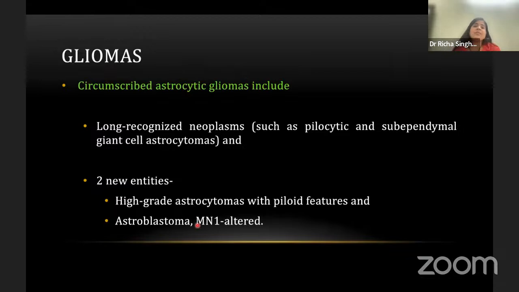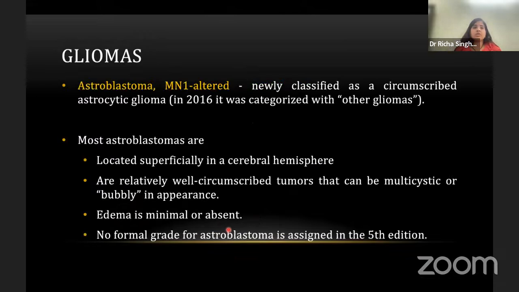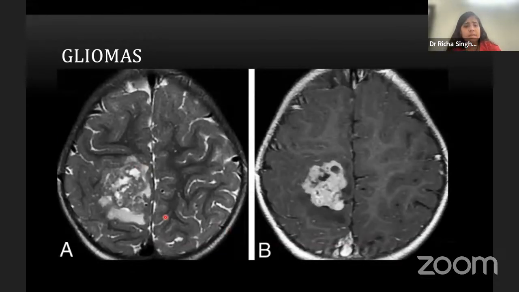Now, other than the adult and pediatric gliomas, there are certain other gliomas, that is circumscribed astrocytic gliomas, which include high-grade astrocytomas with pilocytic features and astroblastoma MN1 altered. So astroblastomas are superficially located lesions, usually cortical based. A bubbly sort of appearance will be there on T2 images. There will be mild edema around the lesion. No diffusion restriction will be there, but the lesion will show bright enhancement on the post-contrast images. So this typical bubbly pattern of T2 appearance and intense enhancement without diffusion restriction is characteristic of these astroblastomas MN1 altered.